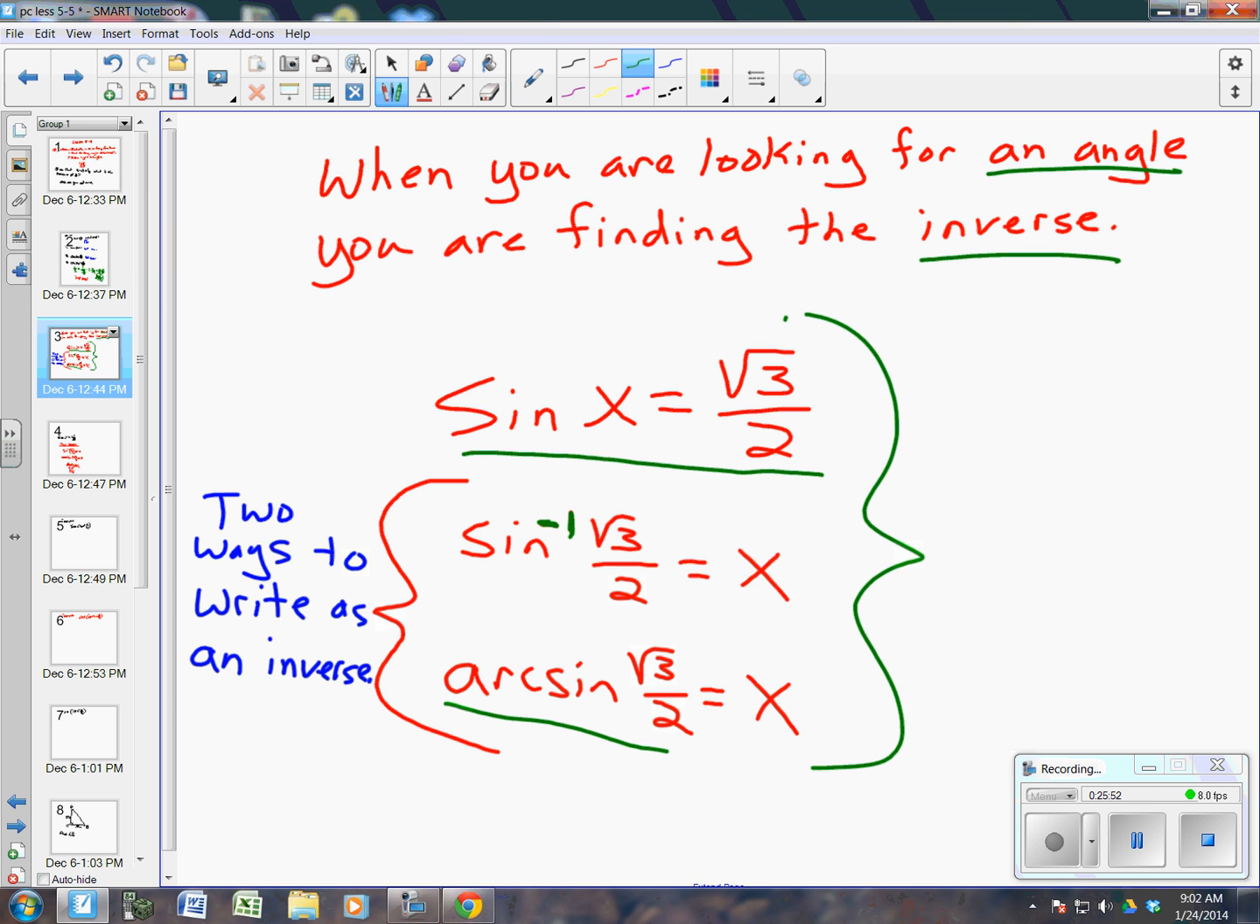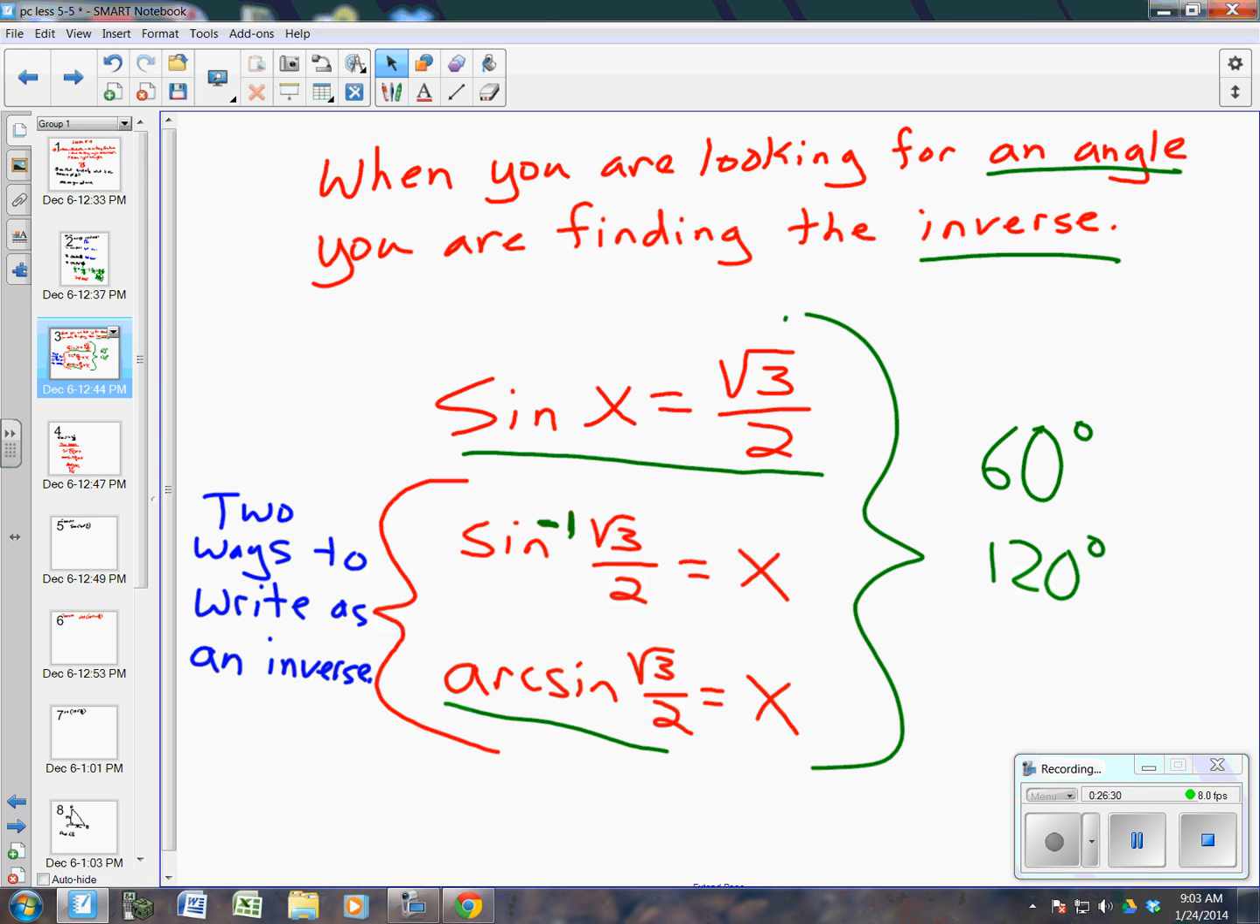By the way, what angle has a sine of √3/2? 300. No. 330. No. No, 60. 60 degrees. It's not a negative √3/2. It's a positive √3/2. 300 has a negative √3/2. So 60 degrees and 120 degrees would be the two answers. Okay? 60 degrees and 120 degrees.